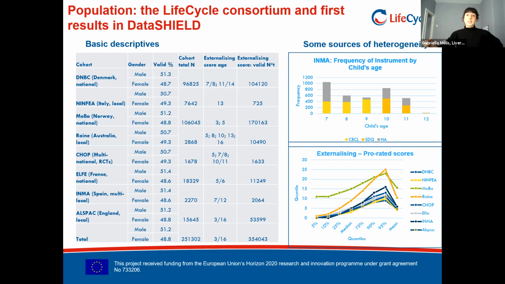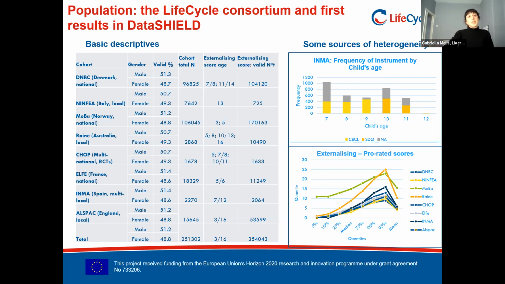So, for instance, in the DNBC, the Danish National Birth Cohort, we have 2 time points, at age 7 or 8, and then 11 to 14. And for MoBa, we have externalizing scores for ages 3 and 5. The number of complete cases for externalizing score varies across cohorts, with a minimum of around 725 cases for Nascita and around 170,000 for the MoBa cohort.